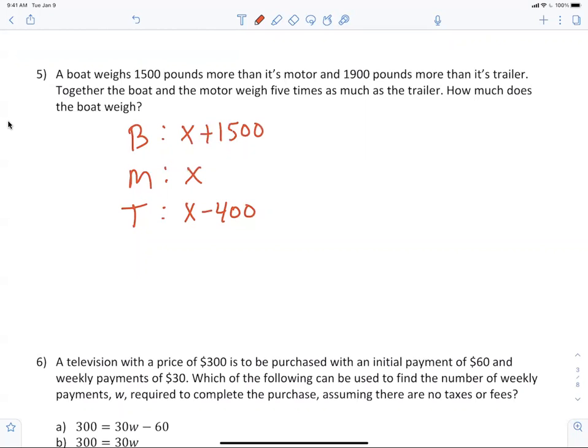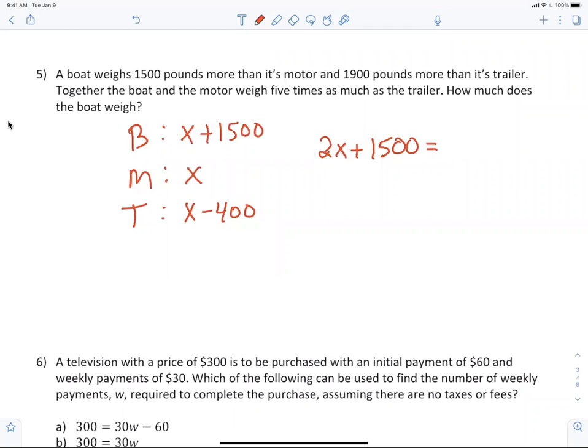Now, from there, it says, together the boat and the motor. So how much do the boat and the motor weigh? 2x plus 1,500. Thank you, Luca. 2x plus 1,500. That's the boat plus the motor. It weighs what? 5 times the trailer. What is that, Jolie?